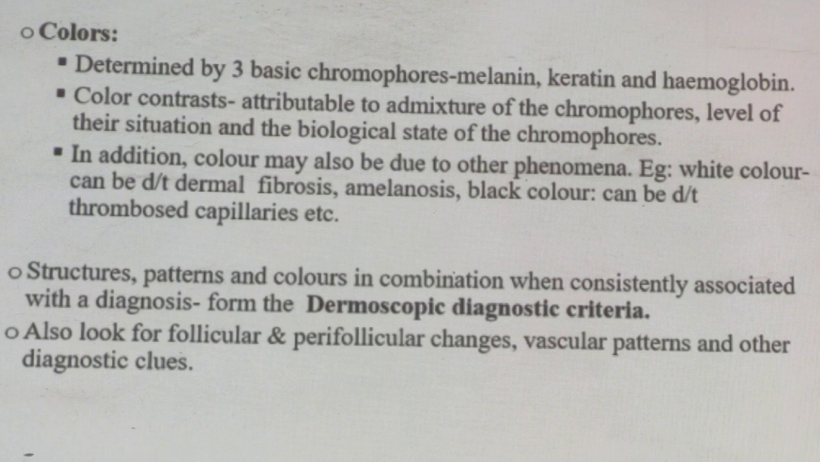Also look for follicular and perifollicular changes, vascular patterns and other diagnostic clues. Follicular changes may include dilatation, occlusion, plugging, etc. Whereas perifollicular changes may include erythema, scaling, pigmentation, etc. Vascular patterns: if only a single vascular pattern is seen, it is called monomorphic, whereas when multiple vascular patterns are seen in a lesion, it can be called polymorphous.